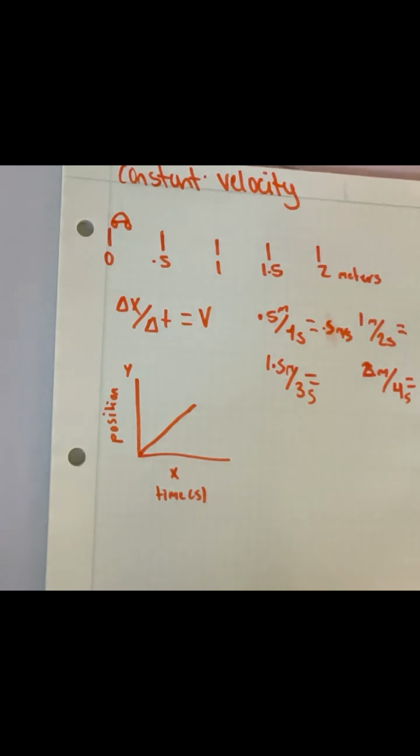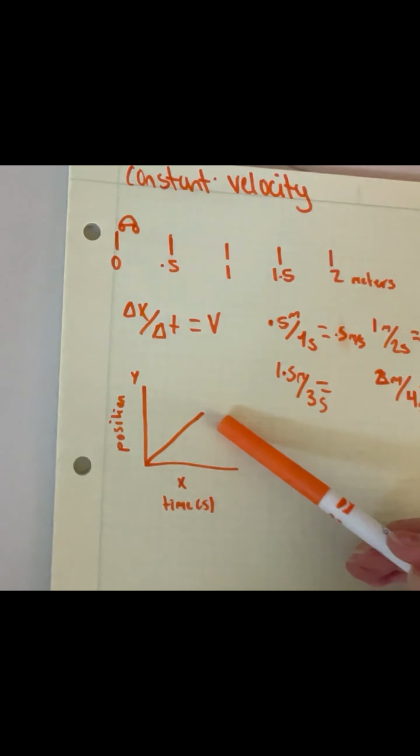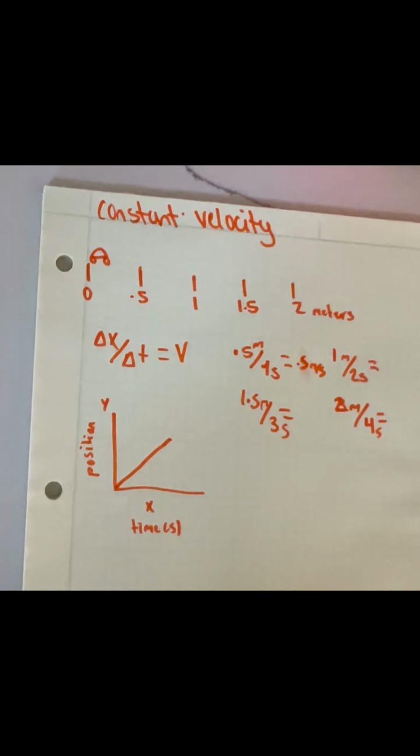And if you were to put this on a graph, you would get a straight line like this. A straight line means that you have constant velocity.